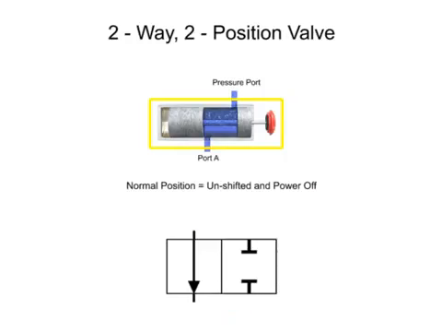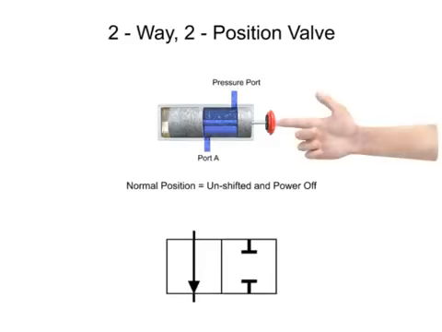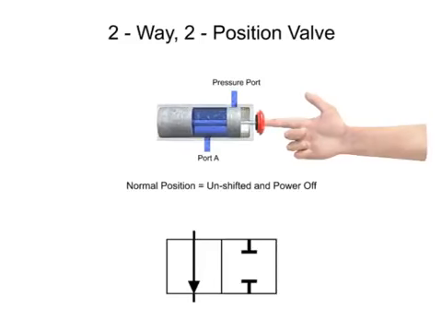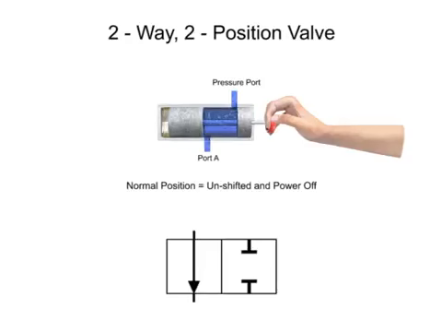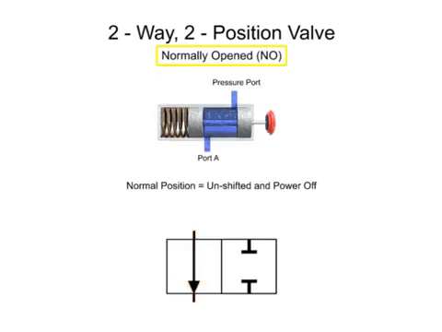Valves that do not have mechanical or electrical actuators do not have a normal position because they must be manually moved. When shifted, they remain in that state until manually shifted to another position. The terms normally opened and normally closed are used to describe the condition of a valve when it is in the normal position. For this valve, the normal position is position 1, which allows unrestricted fluid flow through the open ports. Therefore, this valve is a normally opened valve.